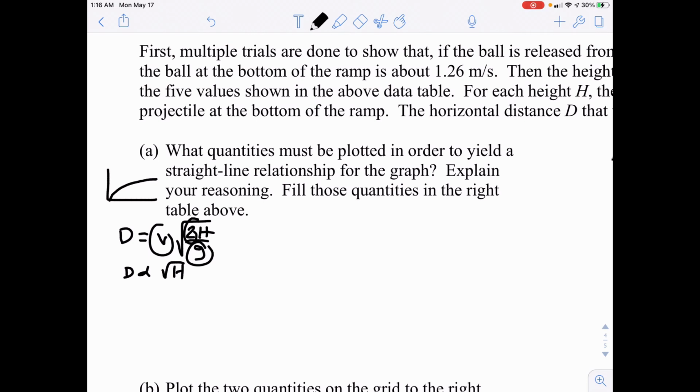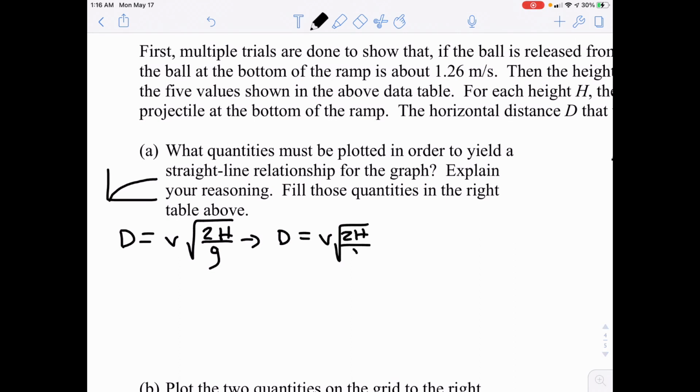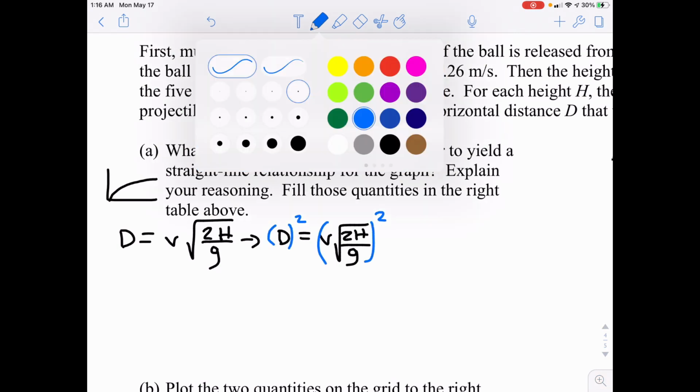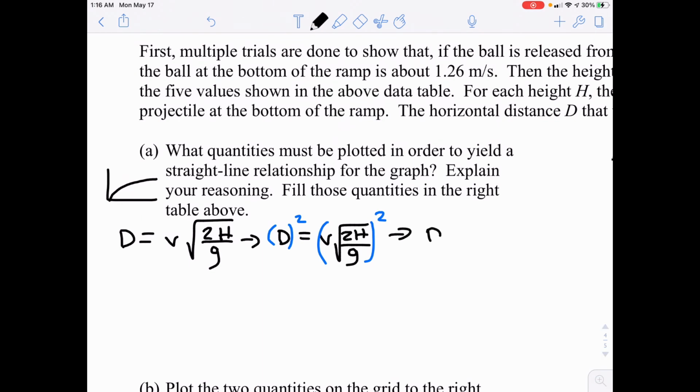So how do we begin to linearize this? Well, here's what we do. Start with the main equation. D equals V times the square root of 2h over g. The first thing I'm going to want to do is get rid of that radical. Okay, so I'm going to write it again. D is equal to V times the square root of 2h over g. I am going to square both sides. And I get d squared is equal to v squared times, now the square and the square root cancel, so the 2h over g just pops out.